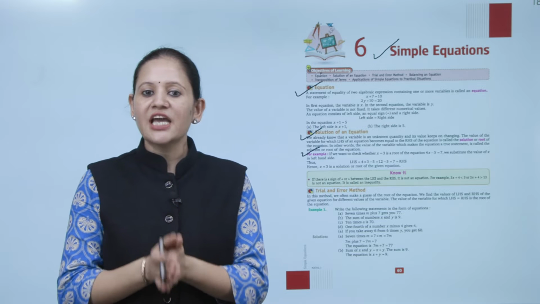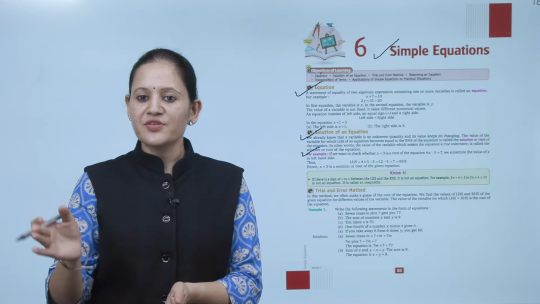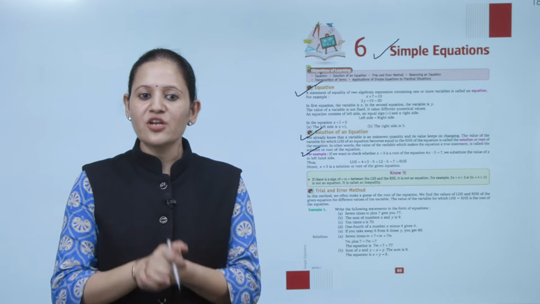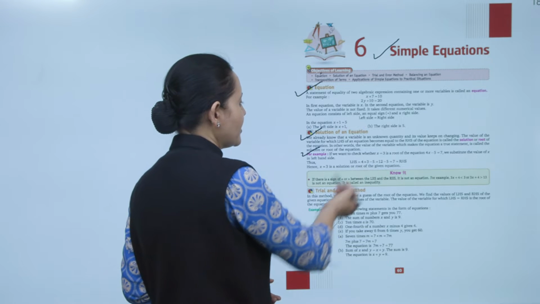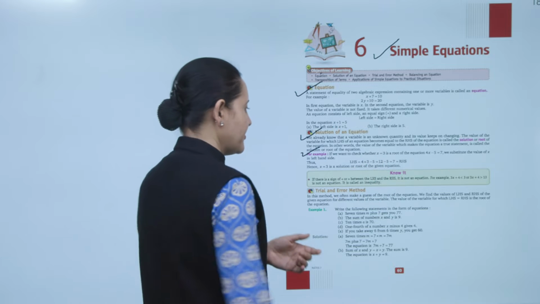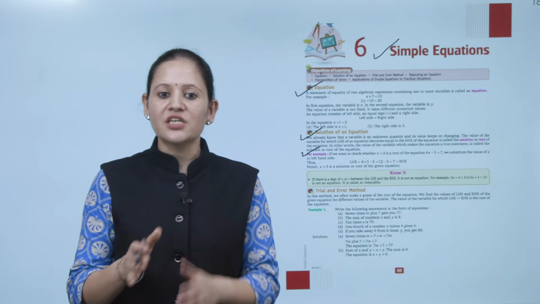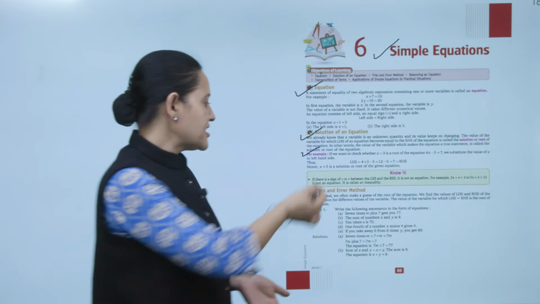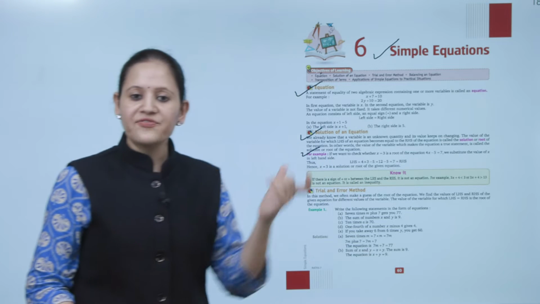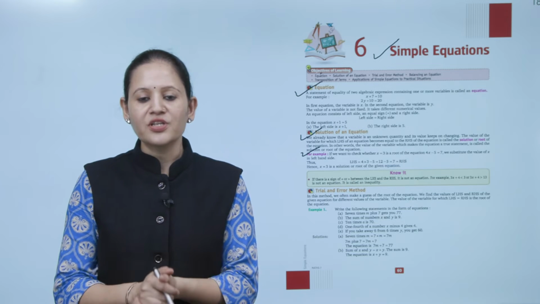For example, if we want to check whether x equals 3 is the root of the equation 4x minus 5 equals 7, we substitute the value of x in the left hand side. So, in the left hand side, 4 into 3 minus 5 equals 12 minus 5, which is 7, and that is the right hand side. Hence, x equals 3 is the solution or root of the given equation. By substituting this value, we get left hand side equals right hand side.